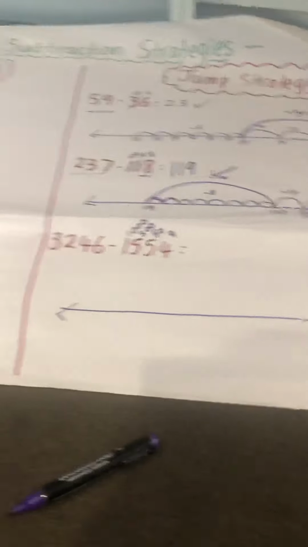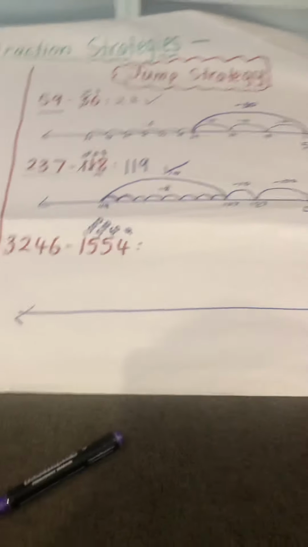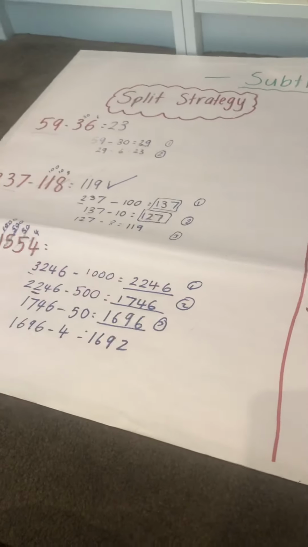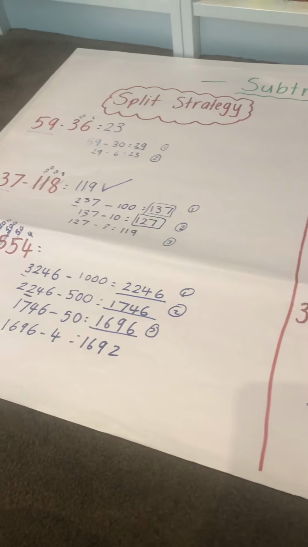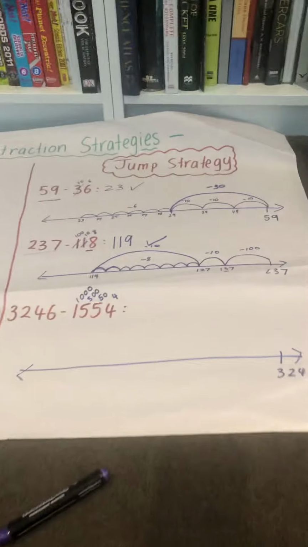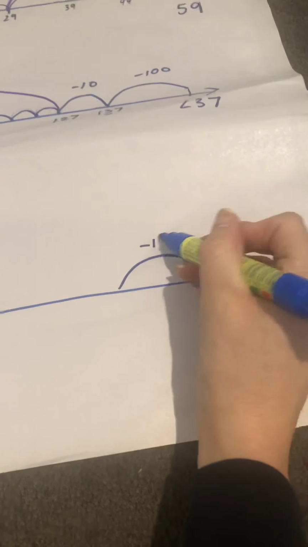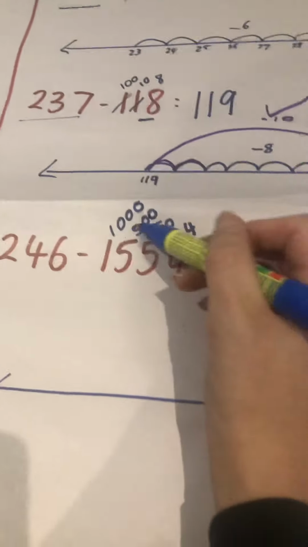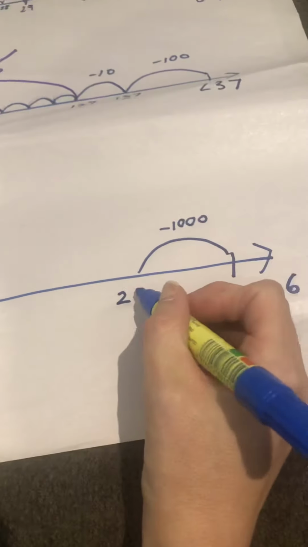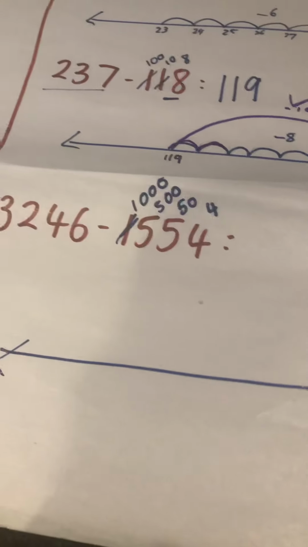Okay, I did make this one quite tricky, especially with counting backwards, so please be careful when you are doing high numbers, okay? Sometimes I do find that split strategy is more of an effective strategy for larger numbers than jump strategy, okay? But you can make that decision yourselves. All right, so firstly, I'm going to do one jump to take away 1,000, okay? So this number here, 1,000 from this number here, I get 2,246, okay? Then I'm going to do a jump of 500.